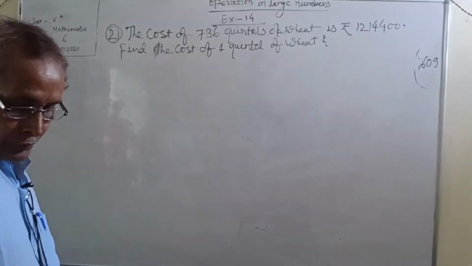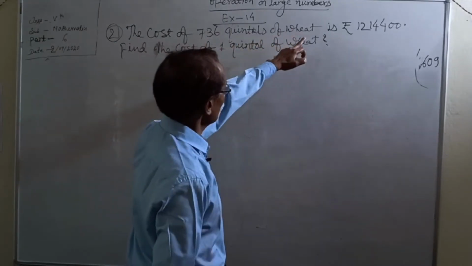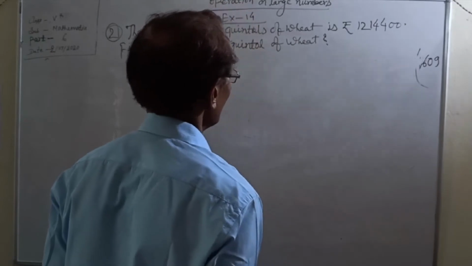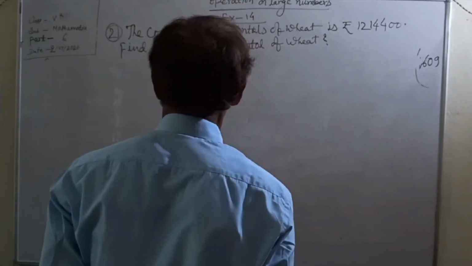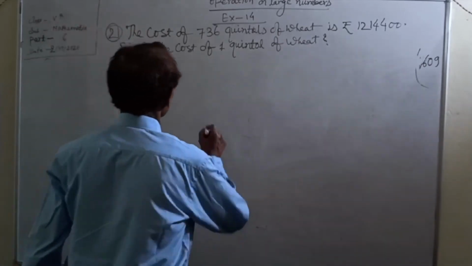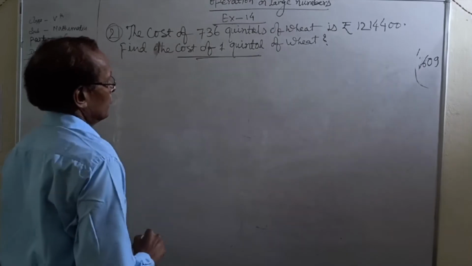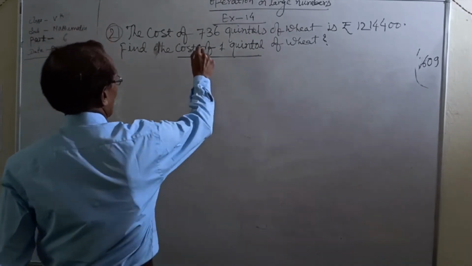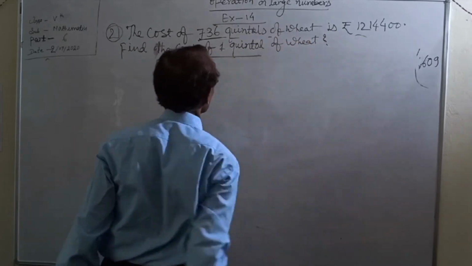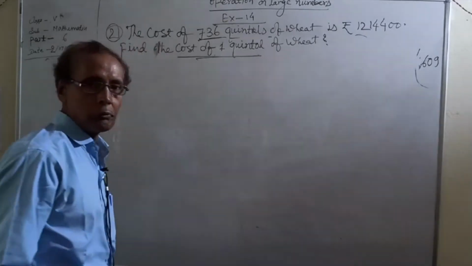In this question, what we have to do? The cost of 736 quintals of wheat is 12 lakhs 40,200. Find out the cost of 1 quintal of wheat. We have to find out the cost of 1 quintal of wheat. The cost of 736 quintals of wheat is this. So, of course, the cost of 1 quintal will be less.